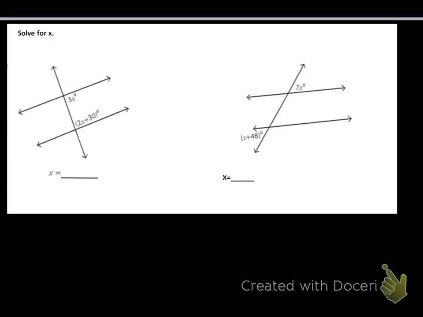Okay, my next one here, they sit on the same side of the transversal on the inside of my parallel line, so they're supplementary because they're same side interior. So I add them, and I set it equal to 180. So I got 5x plus 30 equals 180. Subtract 30 from both sides, we get 5x equals 150. Divide by 5. X is 30.